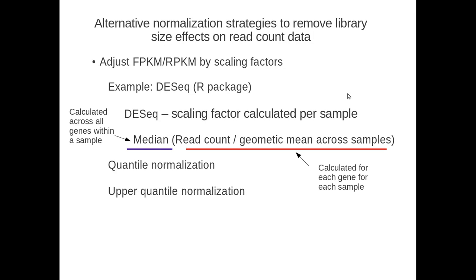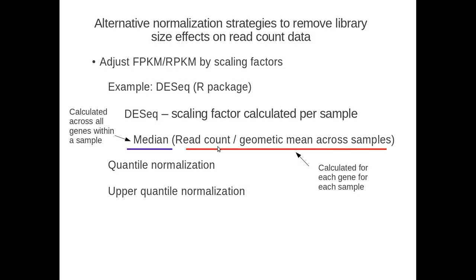It's one of the three or four most commonly used ones. It's obviously separate from the Cufflinks, Cuffdiff approach that we're using in the homeworks. But DESeq does have a scaling factor, and the scaling factor is calculated on a per sample basis. And so, if I draw your attention to the red line, what DESeq does is, on a per gene basis within this sample we're talking about, it takes the read count of the gene. It then divides the read count from that sample by the geometric mean across samples for that same gene.